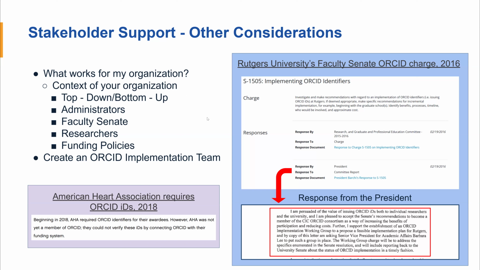And of course, one of the things also is to create an ORCID implementation team. So you have different support on campus, you approach different departments and units in your organization. In that sense, you could create an ORCID implementation team to get the different areas in your organization to have some kind of stake in the adoption and implementation of the work. And that's again an example here with Rutgers University, where they actually created an implementation team.